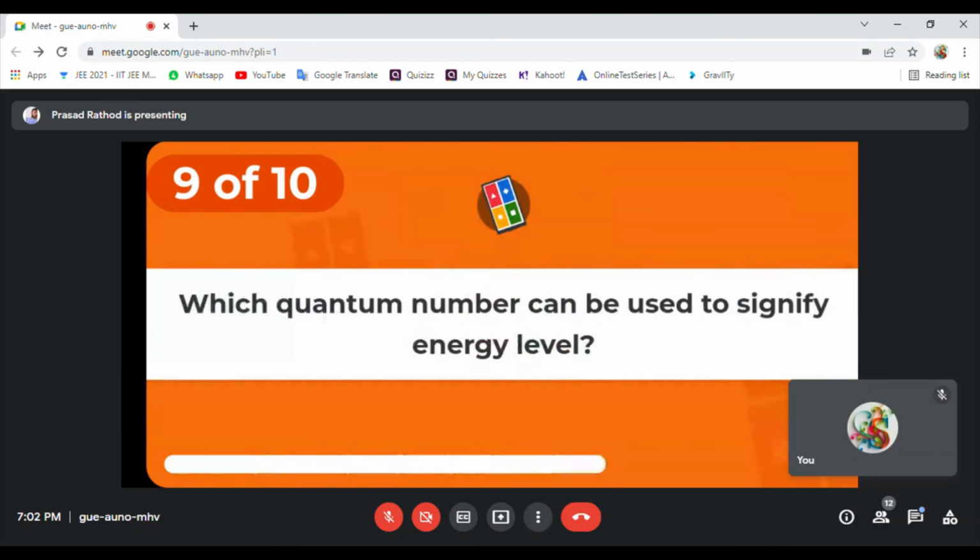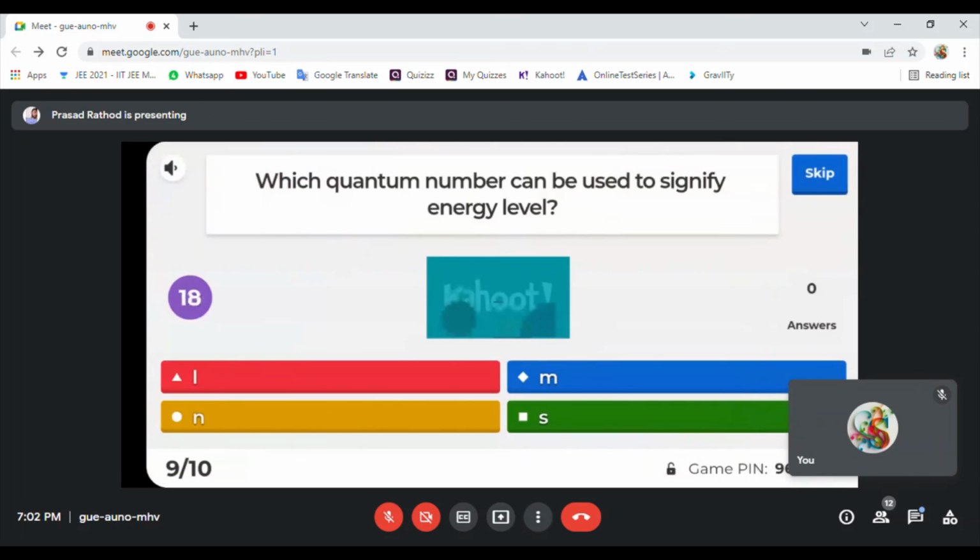Which quantum number can be used to signify the energy level? Is it L for red? Is it M quantum number for blue? Is it N for green? Or is it S? Sorry, M for blue, N for yellow, and S for green. Which quantum number can be used to signify the energy level inside a particular atom? L, M, N, or S? By which letter is it basically denoted?